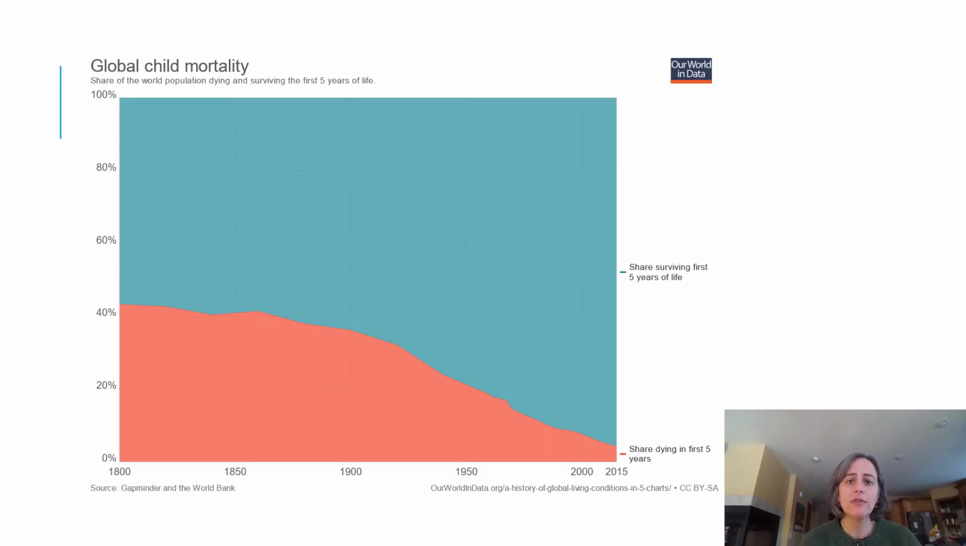And we can look at that over time. This is, again, one of my favorite data websites, Our World in Data. This is looking at global child mortality, so for the entire planet as a whole. And you can see that back in 1800, 40% of children did not make it past age 5. That's crazy, right? Just think about that. Children used to die frequently.